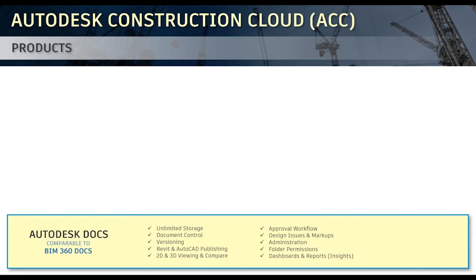Here you can see some of the core capabilities that it provides, including document version control, publishing features from the software that you're using as part of the AEC collection, both 2D and 3D viewing and comparison tools, the use of issues and markup tools to convey changes that may need to take place, and then the ability to set different permission levels for the folders or files. We also have dashboards and reports, and of course, administrative functions to add users and manage their roles.